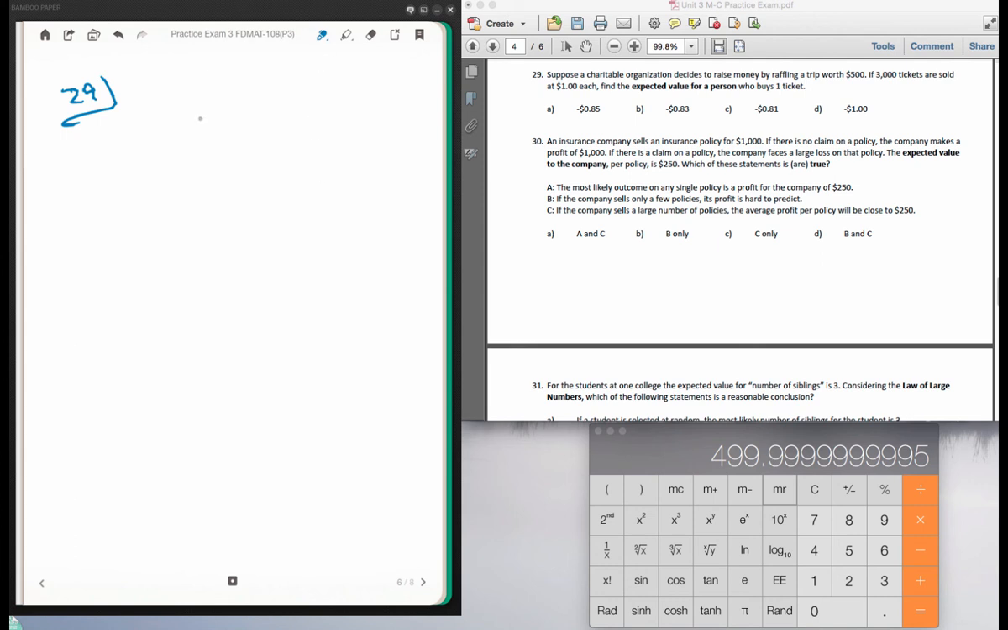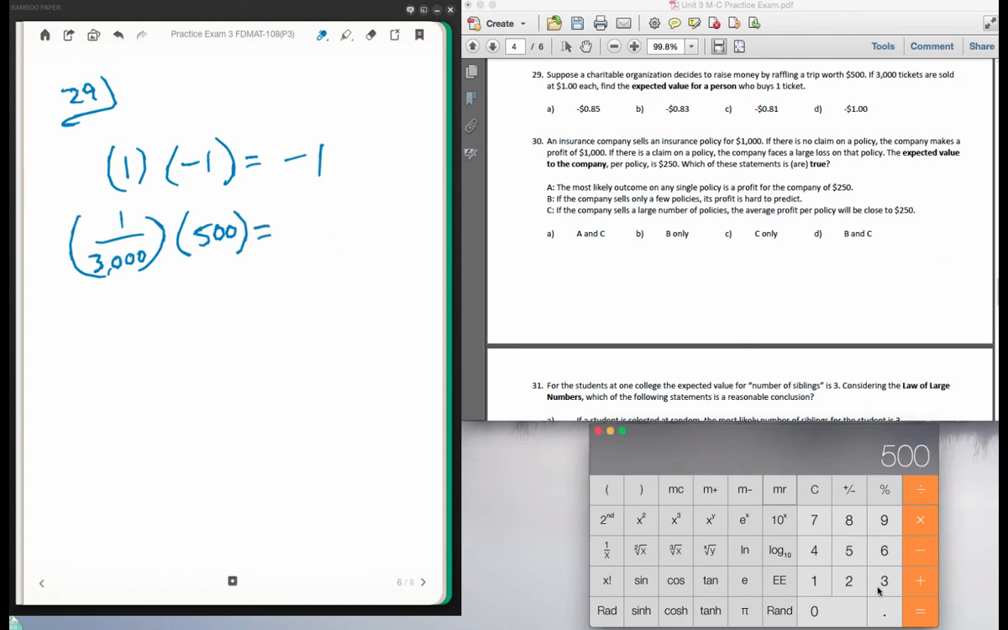Okay? So the first thing we need to do is consider one ticket. Well, if you bought the ticket, you have a 100% probability of losing $1. So I'll add that over there. Now what's the probability that you win? There's 3,000 tickets sold. Well, you have a 1 in 3,000 chance of winning that $500. So we'll do $500 divided by that 3,000 gives us that odds, or 16 cents roughly. Okay, 17 cents if you round that. So 17 cents we lose.